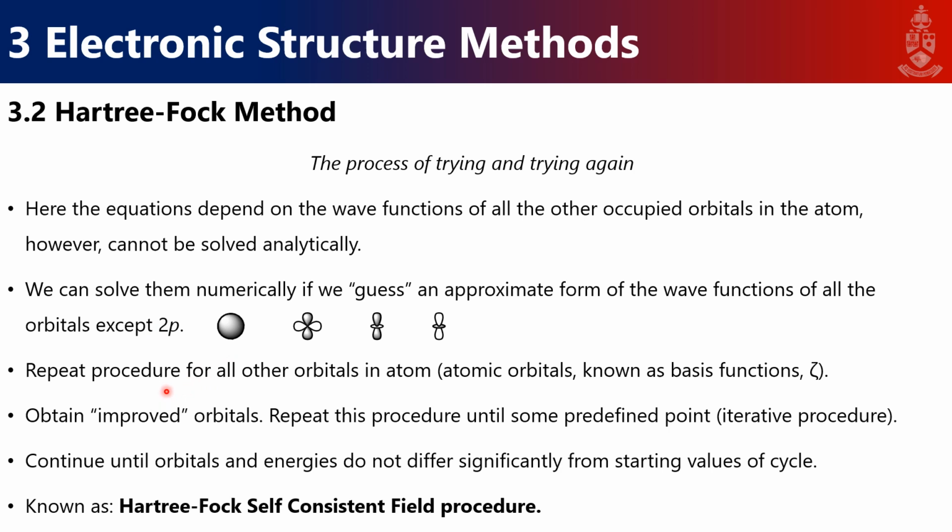I say here except 2p, but you can just ignore that. It's a bit complicated to explain right now. Just make a mental note of it. Basically, you combine all the orbitals in an atom, your atomic orbitals, and these are known as basis functions in computational chemistry, and it's given the symbol zeta.